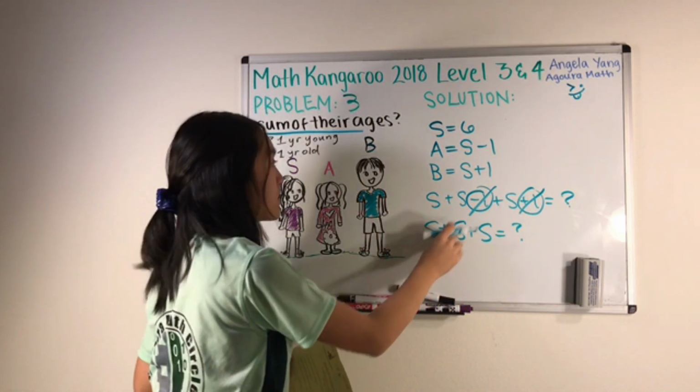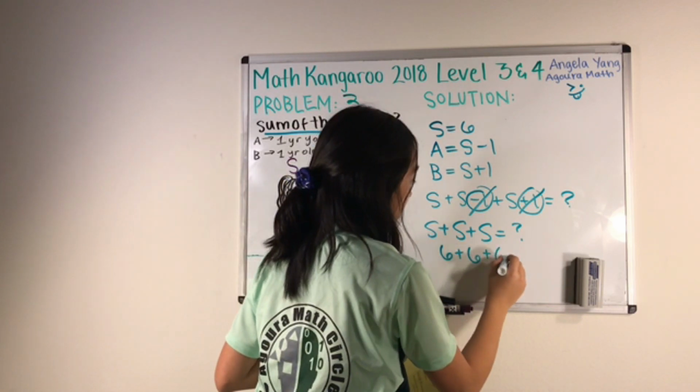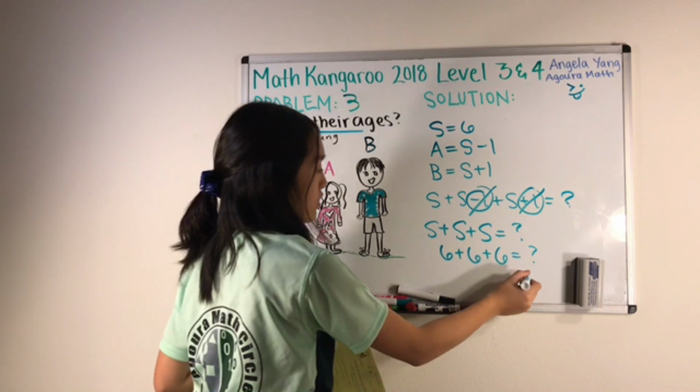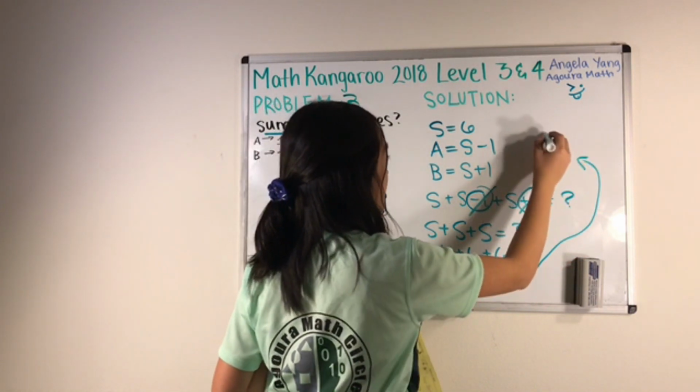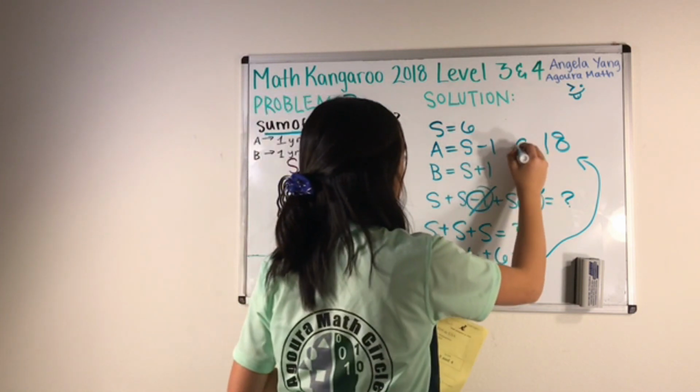So since Susan's age is 6, we just substitute this in and we get 6 plus 6 plus 6 equals question mark. And 6 plus 6 plus 6, if you know addition, which you probably do, is 18, which is our final answer of letter C.